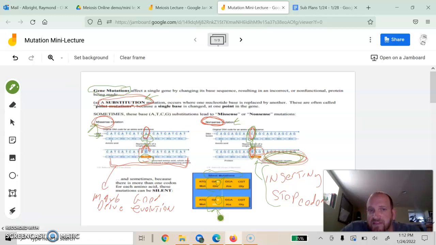And so those are the three main types of substitution mutations: missense, nonsense, and silent. Silent mutations cause no change. Nonsense mutations typically are very bad, break down the protein. Missense mutations have the possibility to be good. They might drive evolution, but they also could be bad.